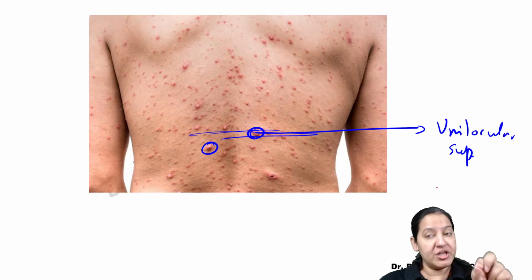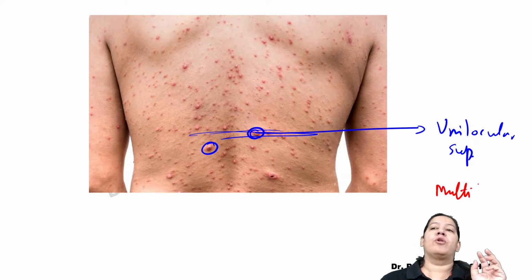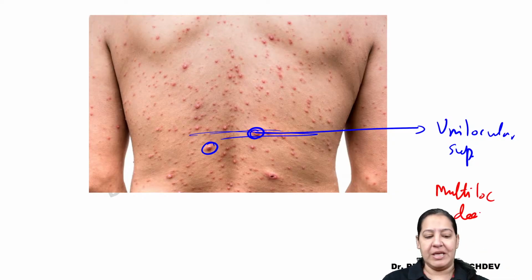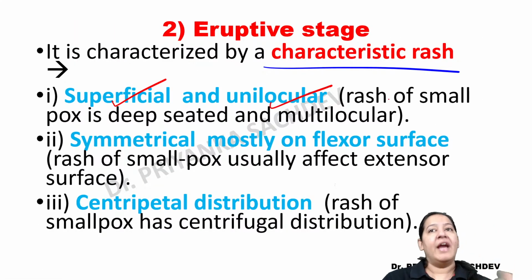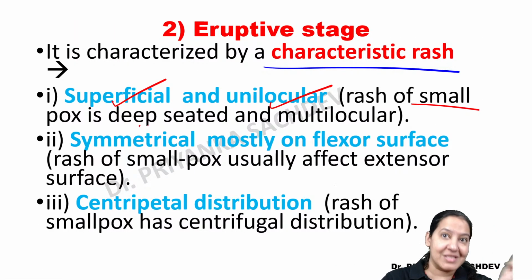In smallpox, if you rupture it, it is multilocular, multi-compartment, and the rash is deep. So here in chickenpox, the rash is superficial and unilocular. In contrast to smallpox, where the rash is deep and multilocular.